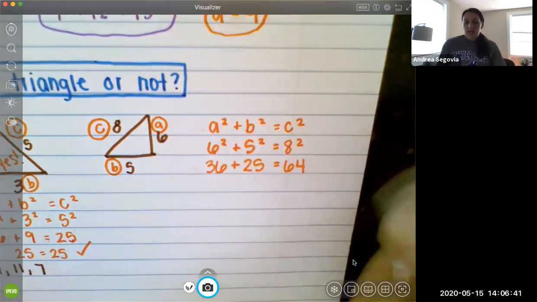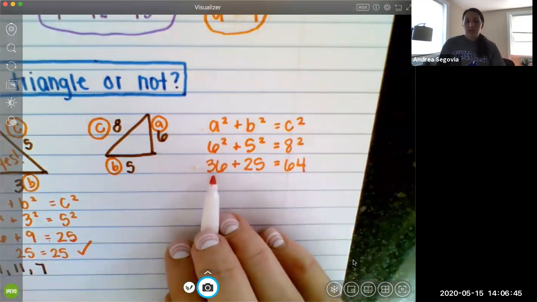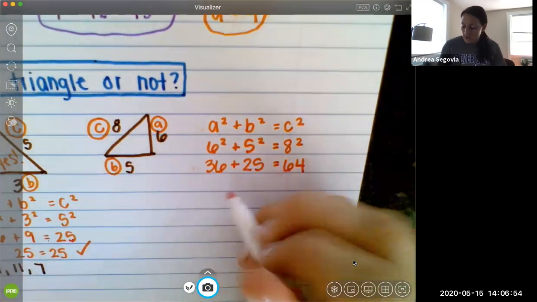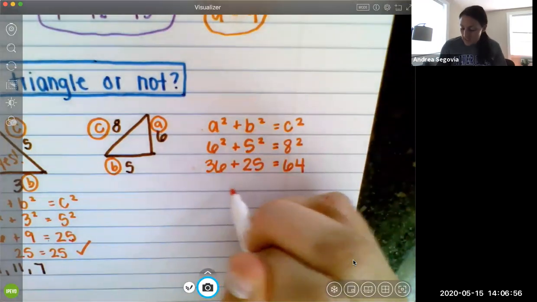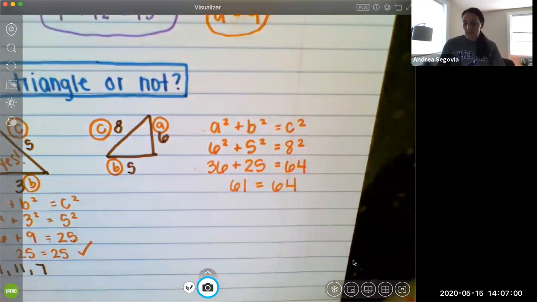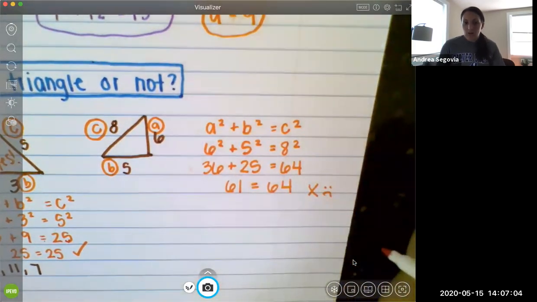All right, let's add 36 plus 25. 36 plus 25 is 61. I think I'm going to double check on my calculator just to make sure. Yes, 36 plus 25 is 61. Does 61 equal 64? No, it does not. This does not equal. It's not true.